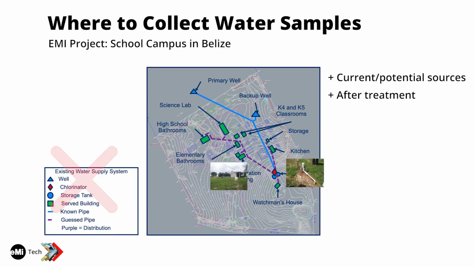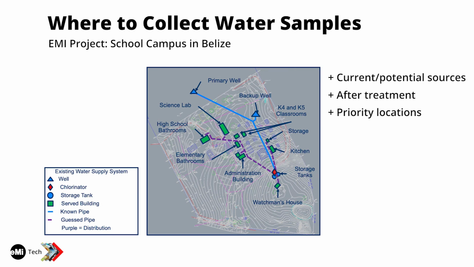Another good place to take samples is priority locations. So this is places where we really need the water to be clean. For example, on this campus, the kitchen is a priority location because it's probably the place where the water would most likely be consumed. And in this particular example, we found that the bacteria were still present at that location. And then a final place is the most distant points in the system. In this case, that was the high school bathrooms. And again, we found the presence of bacteria there.